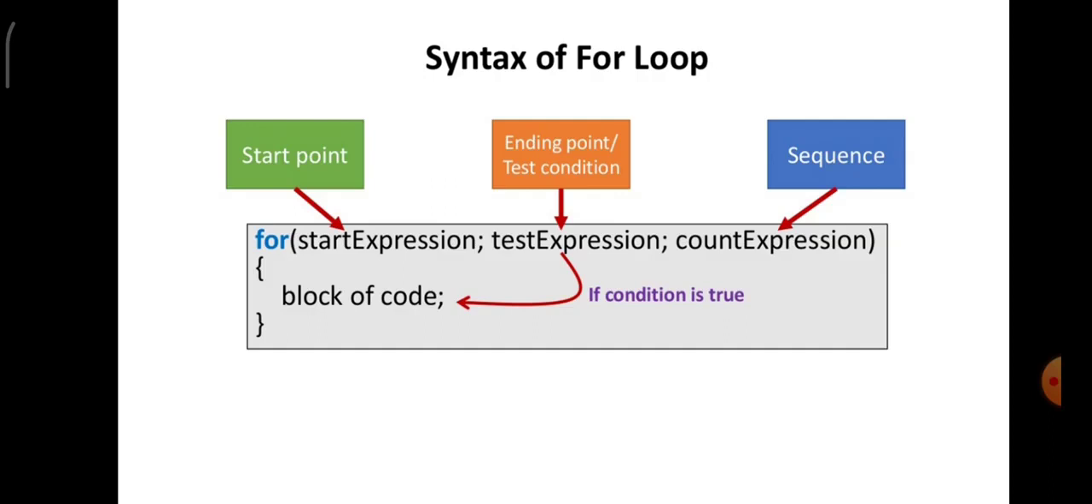The starting point is the start expression, semicolon, very important, and then the test expression, which is the condition you are going to check, semicolon, followed by the expression sequence. That sequence may have an increment operator or a decrement operator as well. The block of code is the statement that is going to be executed when that condition is true.